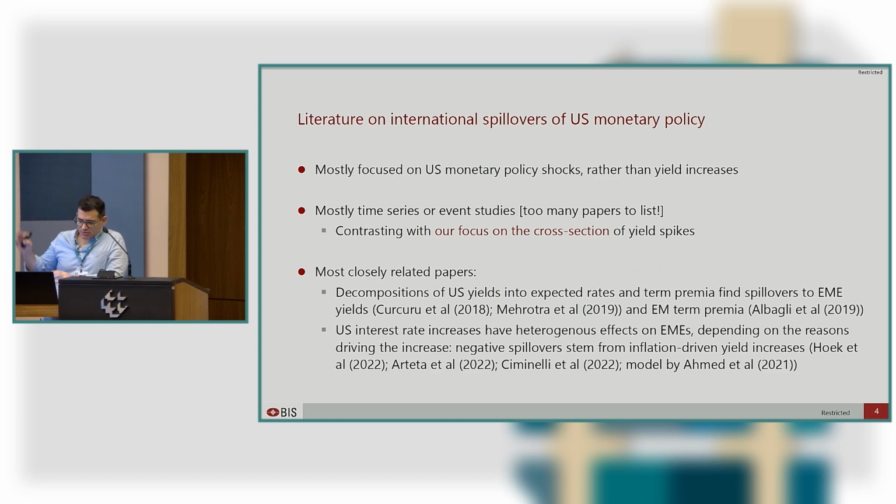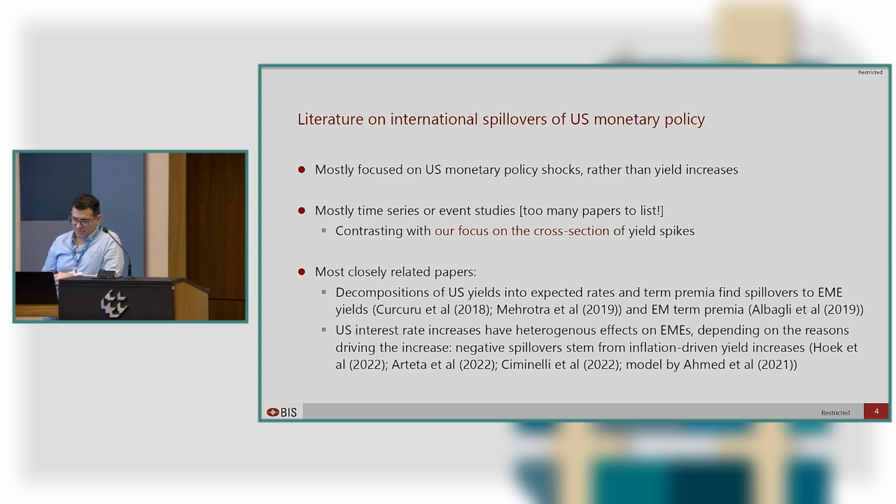There is a large literature on international spillovers of US monetary policy to emerging markets and advanced economies. That literature is mostly focused on US monetary policy shocks, basically events around FOMC announcements. So that's somewhat different from what we do, in the sense that we look at actual increases in yields. There are other strands of the literature that have looked mostly at time series or event studies. And again, that contrasts with our approach of looking at the cross-section of these yield spikes that we identify.